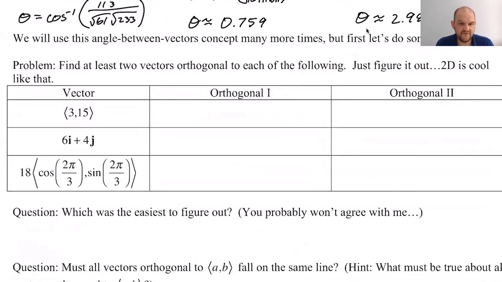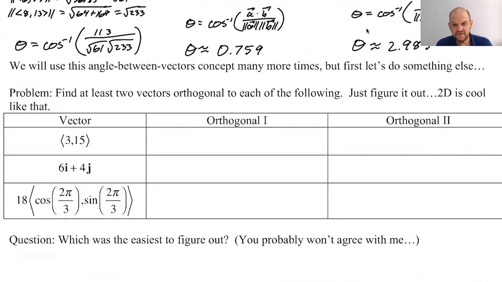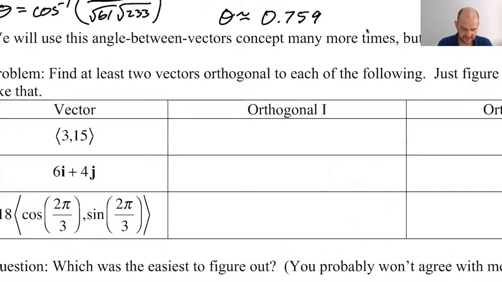Let's see what this says. Find at least two vectors orthogonal to each of the following. Just figure it out. 2D is cool like that. In 3 dimensions, you've got to think a little more. Here we don't need to, because all we really need to do is work out what would make the dot product 0. So take a look at this first one, 3, 15. What would make the dot product 0?